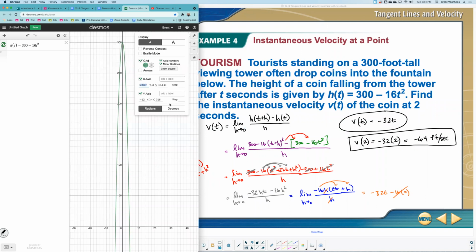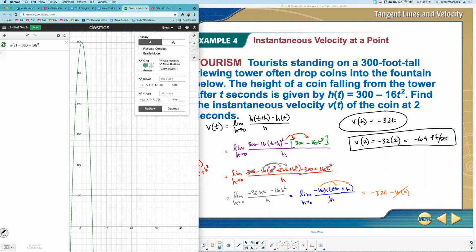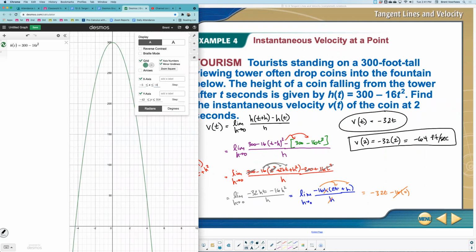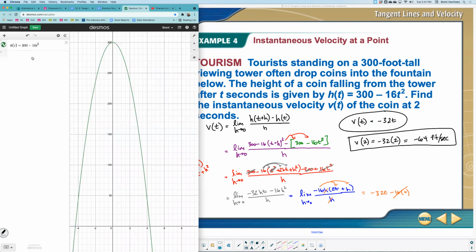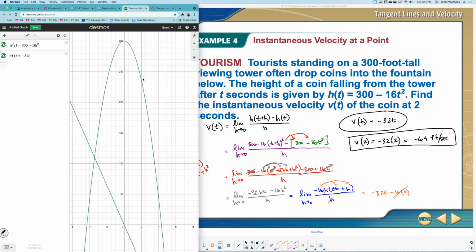We'll say from negative 5 seconds to positive 10 seconds so you can get an idea of this parabola here. What we found out is our velocity vector v of t equals negative 32t. And so that's the speed at which you can find that the object is falling. So at 2 seconds, we said it's negative 64. So at 2 seconds, which is right here, the slope of this line at 2 seconds would be negative 64.